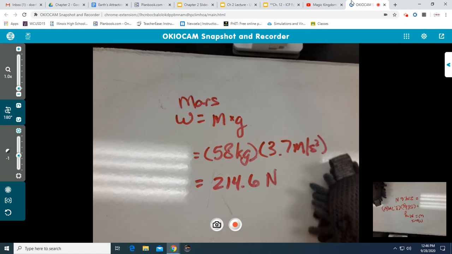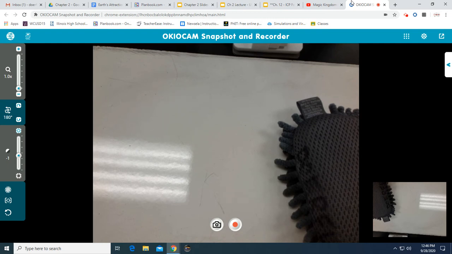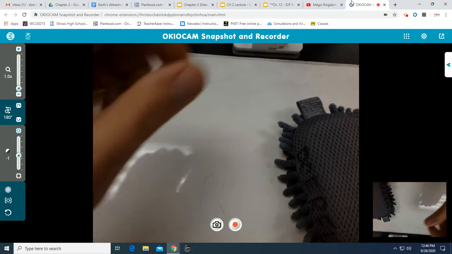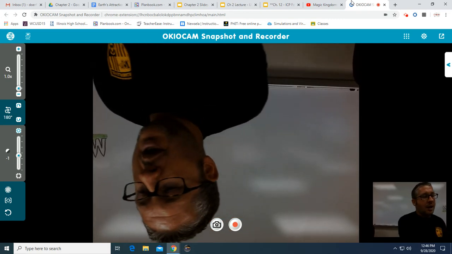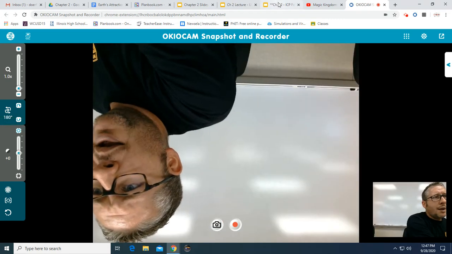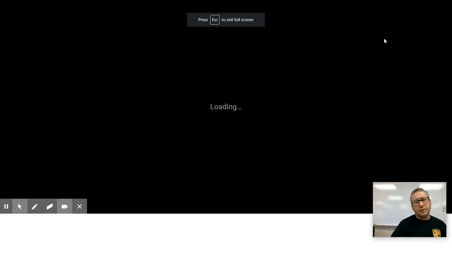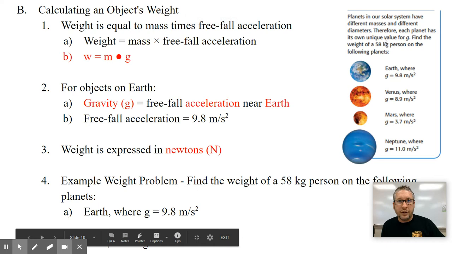All right. So that's how we calculate our weight on various planets. You're going to have a lot of practice in that fairly soon. But let's get back into our notes here so you can follow along as we proceed.